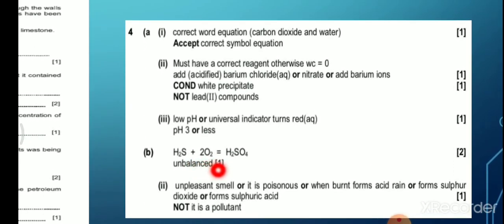Because of unpleasant smell, or you can write because H2S is poisonous, or you can write when H2S is burnt it forms acid rain, or it forms sulfur dioxide. And that sulfur dioxide in turn forms sulfuric acid. So in this way you should explain. You'll get 1 mark.